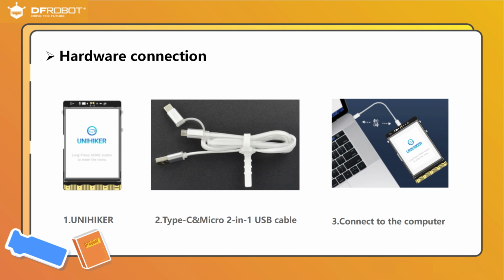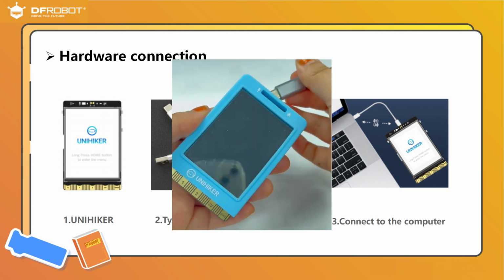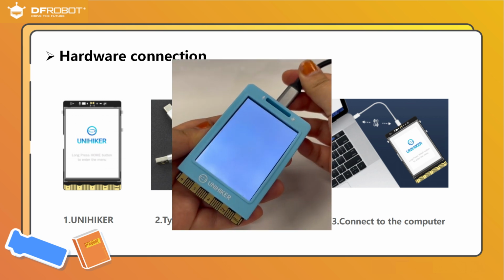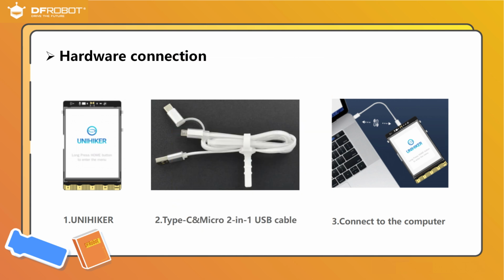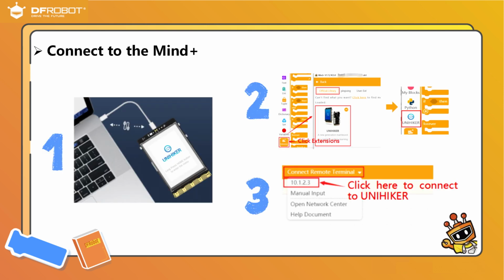Next, please take out your UNIHIKER and connect it to your computer using a USB cable. Once connected, you'll see your screen light up. Wait a moment until the screen displays its logo and the word UNIHIKER. Then, we can connect it to the software. After connecting the hardware, the displayed logo indicates that UNIHIKER is ready.